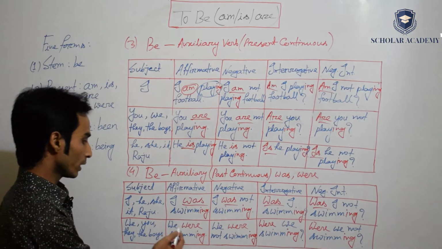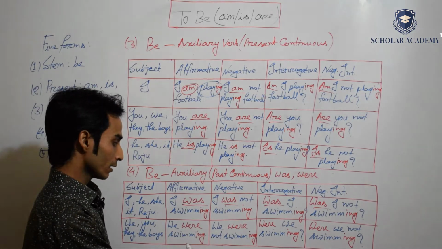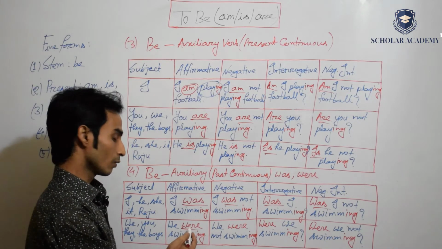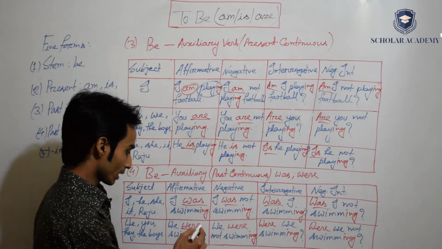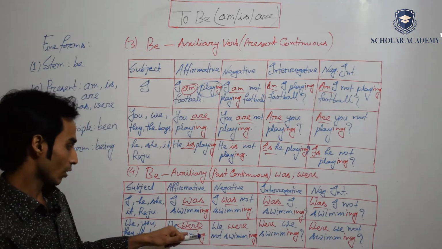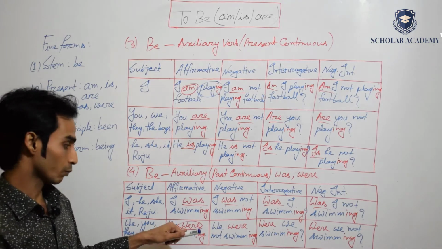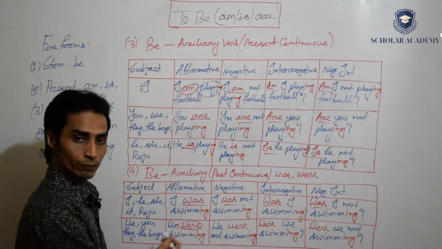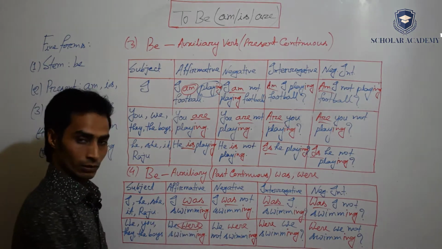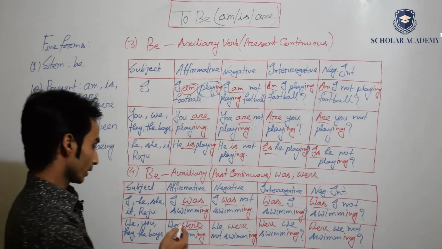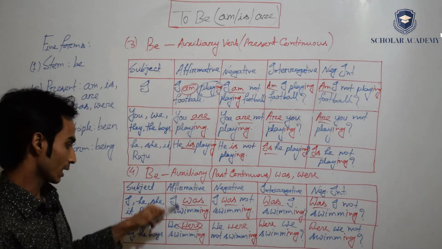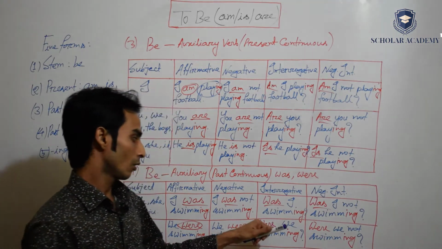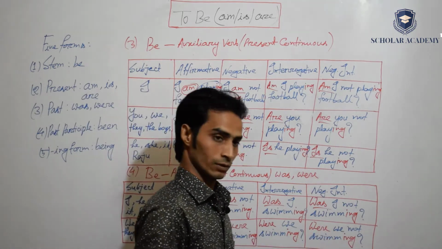So if the subject is we, the sentence will be we were swimming. Remember that a lot of students pronounce this word as "were" incorrectly. It is not pronounced that way, which is a mistake, a wrong pronunciation, and the right pronunciation of this word is were. Okay, so the sentences will be we were swimming, we were not swimming, why were you swimming, why were you not swimming.